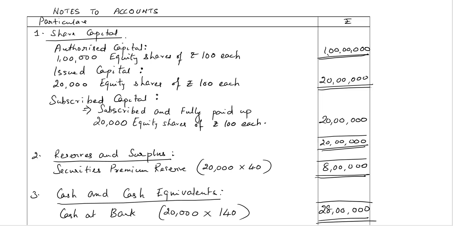So in this video, we saw how to pass journal entries where shares have been issued at a premium, both when the amount is payable in lump sum as well as when the amount is payable in installments. We also had a look at how to prepare notes to accounts and balance sheet when shares are issued at a premium, and how to depict securities premium reserve in the balance sheet.